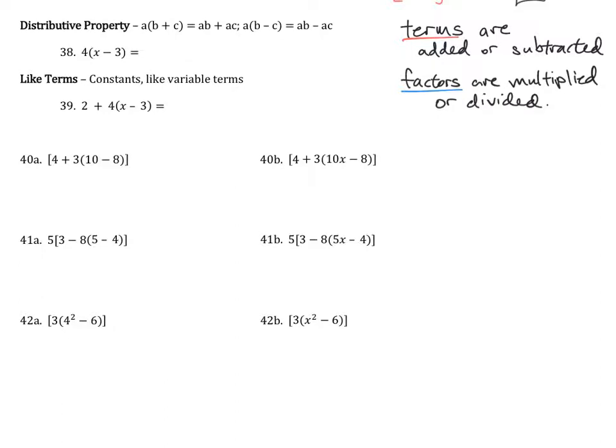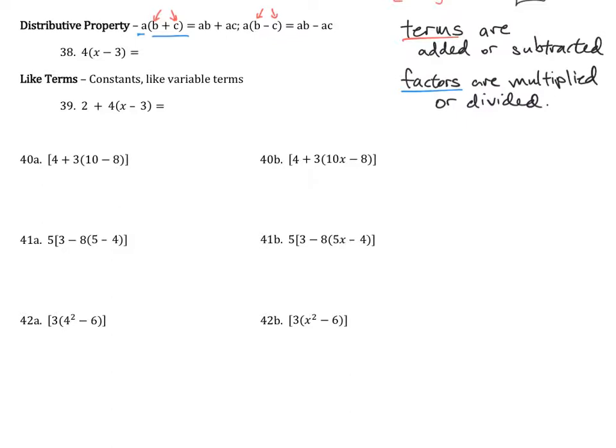So what distributive property tells us is that we can have two factors like this. I've got a factor A and a factor B plus C. And one of those factors will have two terms, right? Either added or subtracted.